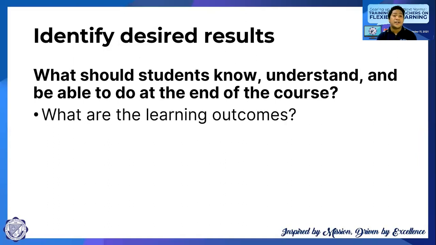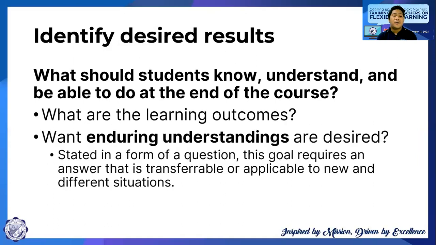What are the learning outcomes? And what enduring understanding are desired? When we say enduring understanding, in backward design, these are stated in the form of a question. And this is a goal that requires an answer that is transferable or applicable to new and different situations. So what do we want our students to achieve as an enduring understanding that can be applied in different situations?